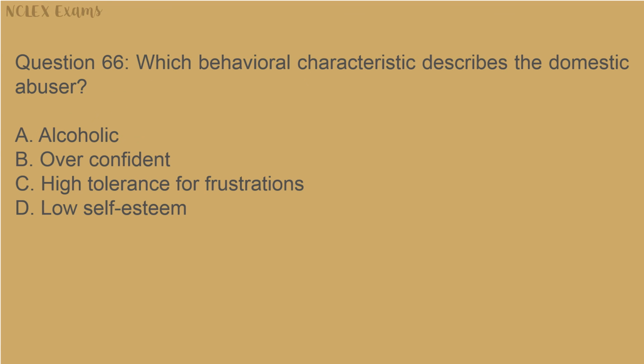Question 66. Which behavioral characteristic describes the domestic abuser? A. Alcoholic. B. Overconfident. C. High tolerance for frustrations. D. Low self-esteem.